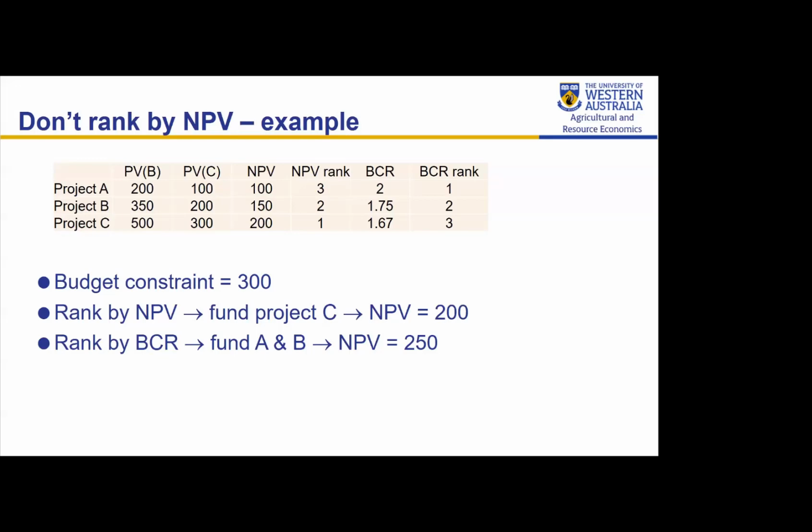If the budget is constrained to $300 and we rank by net present value, then we would only choose to fund project C because that's the highest ranked project according to net present value. If we did that, the net present value we would get is 200. But if we rank by benefit cost ratio, then we could fund both A and B before we ran out of money, before we spent all of our $300. Adding up the net present value for both of those, we end up with 250. This doesn't prove it, but it illustrates that relying on net present value as your ranking strategy in this particular context doesn't work. Benefit cost ratio performs better.